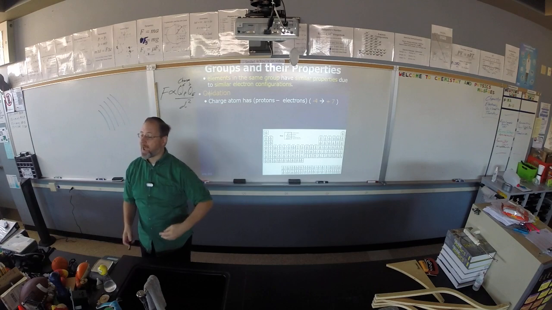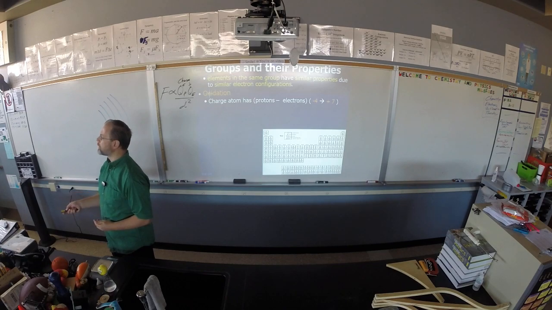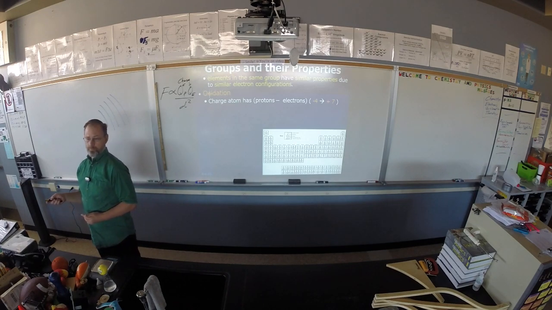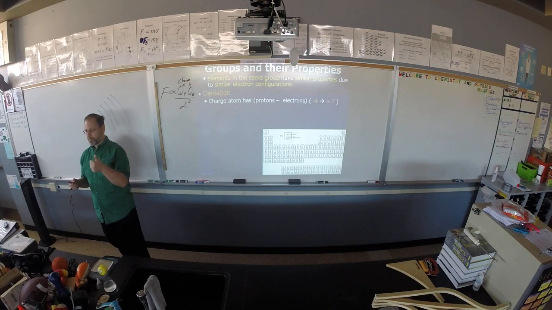So here's the pattern of oxidation. +1, +2, +3, plus or minus 4, -3, -2, -1, 0. Let's see it again. +1, +2, +3, plus or minus 4, -3, -2, -1, 0. Okay. If you can see that in your head, give me a thumbs up. If you need me to go over it again, give me a thumbs down.